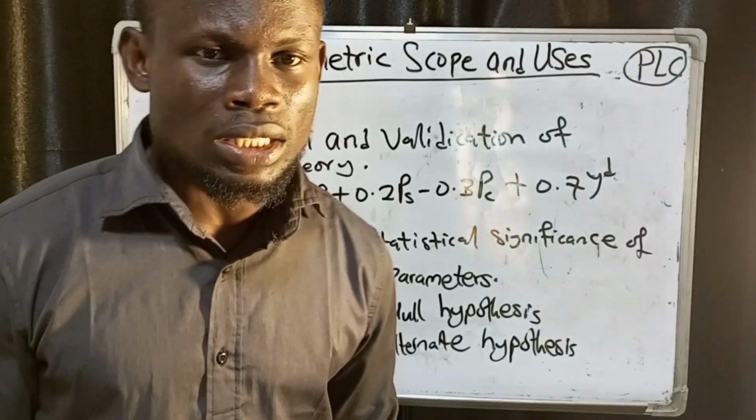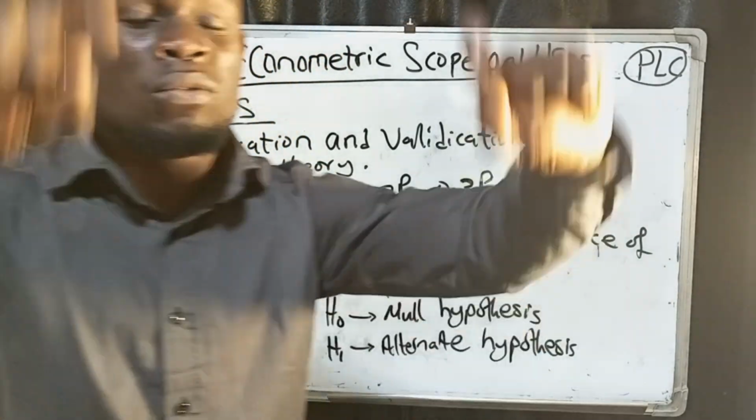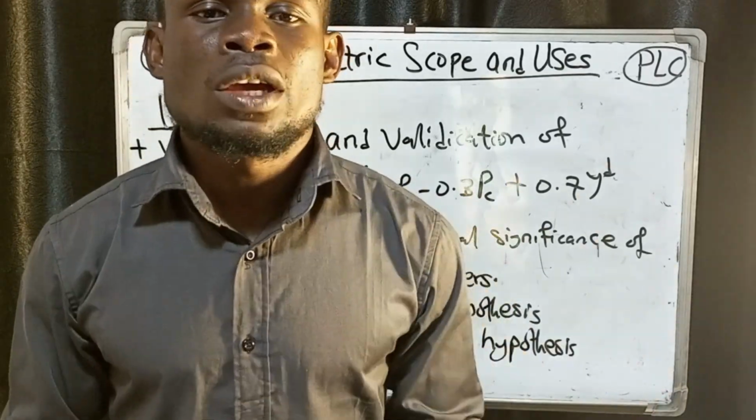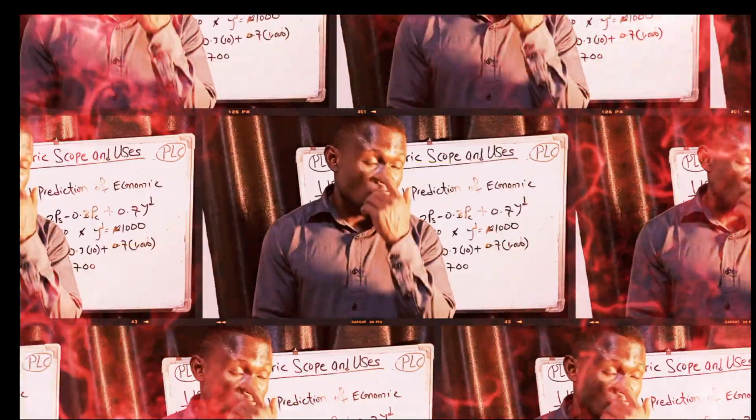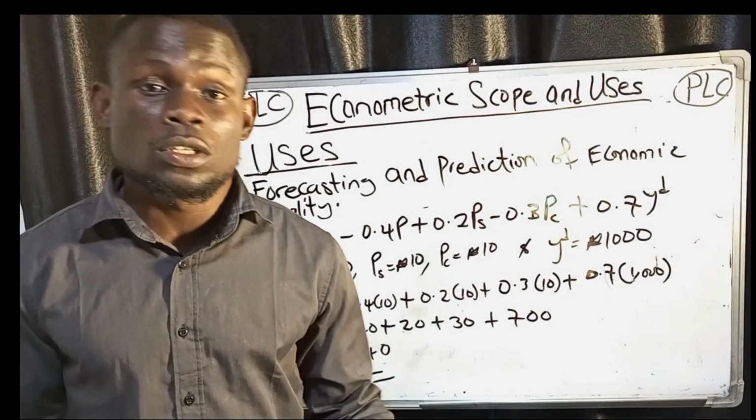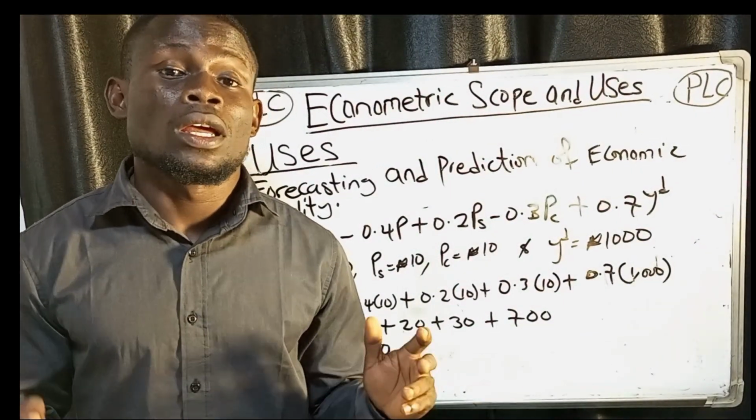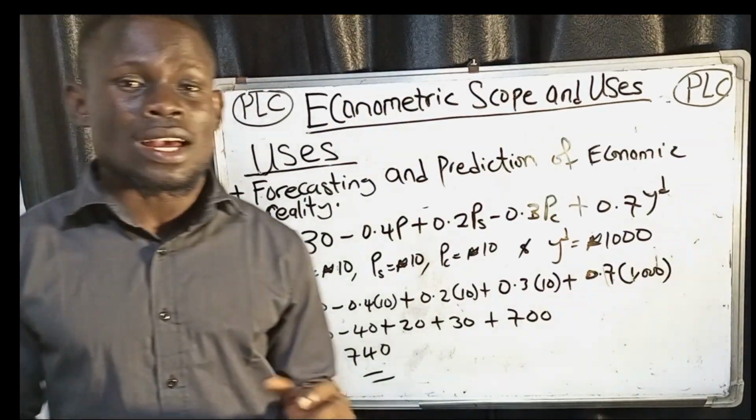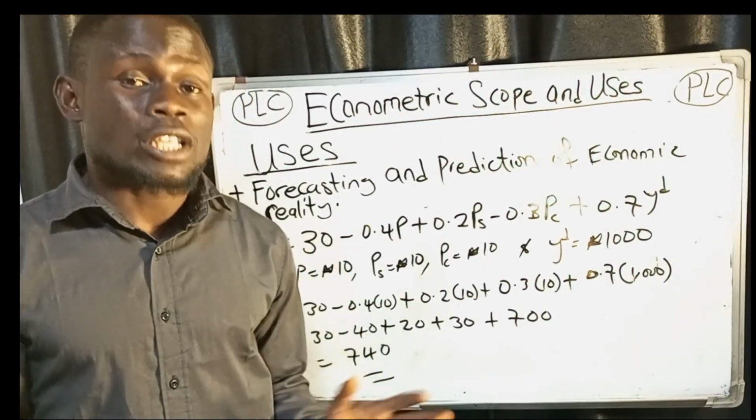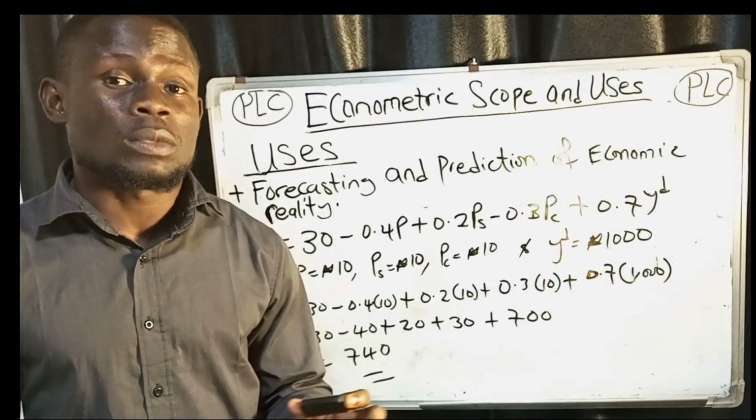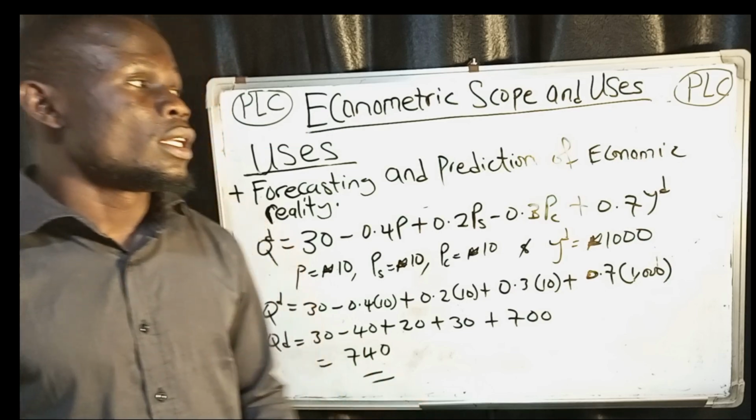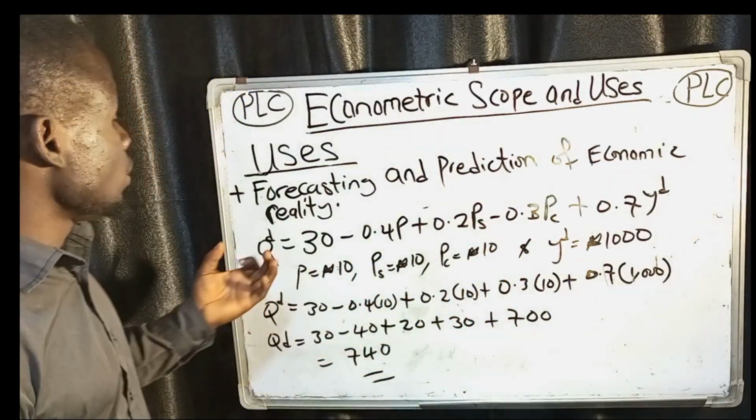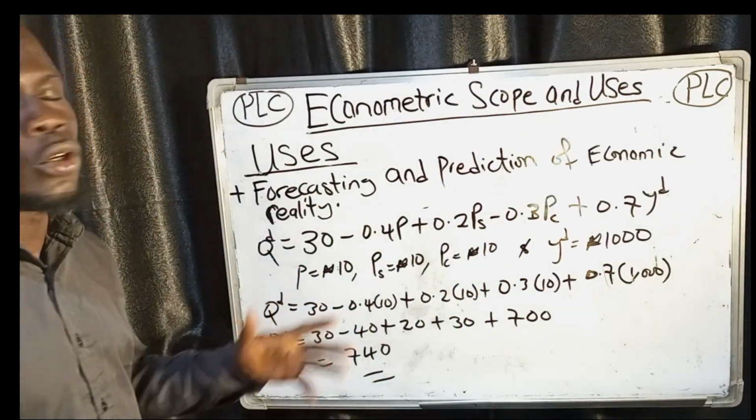This is very, very important, because the other usages of econometrics build upon the verification and the foundation of these theories. Forecasting and prediction of economic reality is one other usage of econometrics, and this is an applied form of econometrics. After you verify that the estimated parameter is statistically significant, then you can use that estimated parameter in a model to forecast and predict an economic reality.